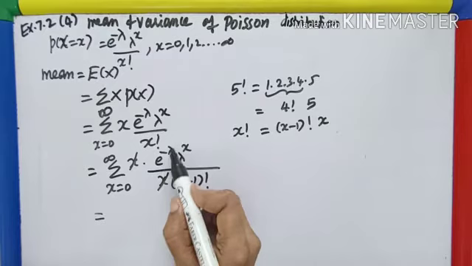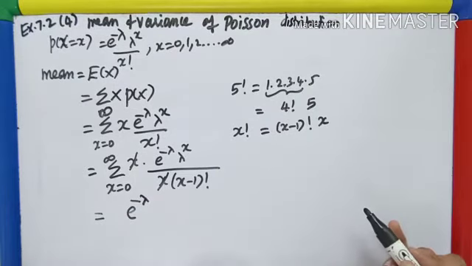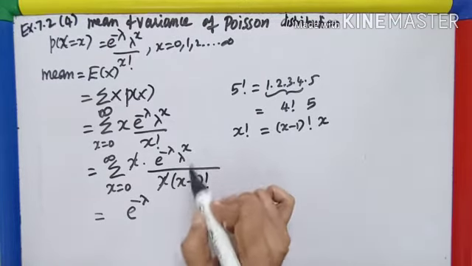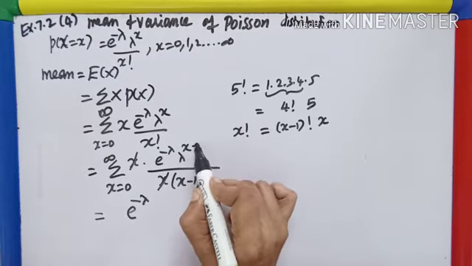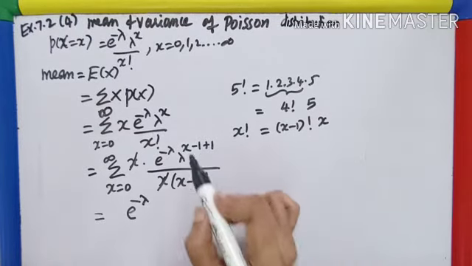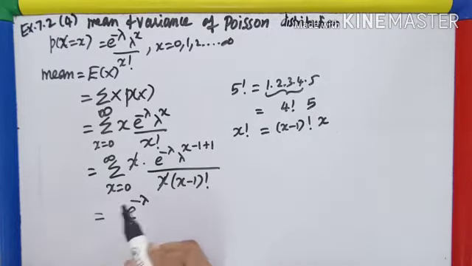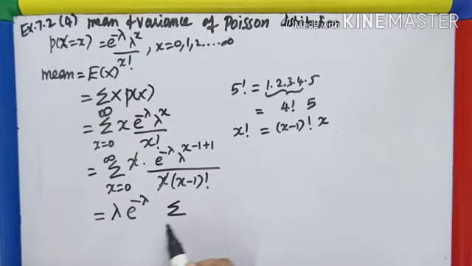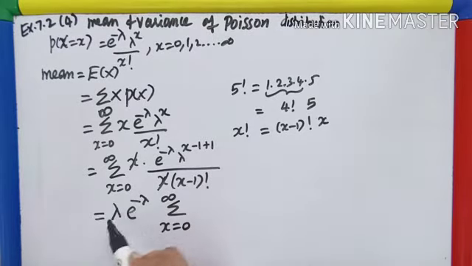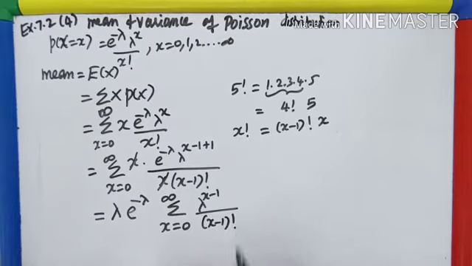I am left with this. Lambda is not affected by sigma, so bring it out. E power minus lambda is out. Also, the denominator x minus 1 tells me lambda power also should be the same. So I can write it as minus 1 plus 1: when the power is x, add 1, subtract 1. This lambda power x minus 1 I need for this factorial. Bring lambda power 1 out. So it comes out like this: sigma x is equal to 0 to infinity. I have taken e power minus lambda. I have taken lambda power 1. What is remaining? Lambda power x minus 1 divided by x minus 1 factorial.